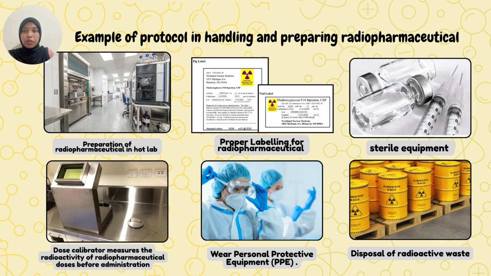This slide shows the basic protocols for handling and preparing radiopharmaceuticals. Preparation is carried out in a designated hot lab to ensure safety and control. The radioactivity of each dose is measured using a dose calibrator before administration. Proper labeling is essential to avoid errors. Personnel must wear appropriate PPE and use only sterile equipment. Finally, radioactive waste is safely disposed of according to regulation.